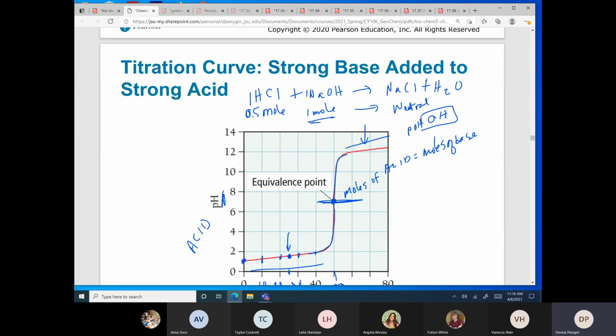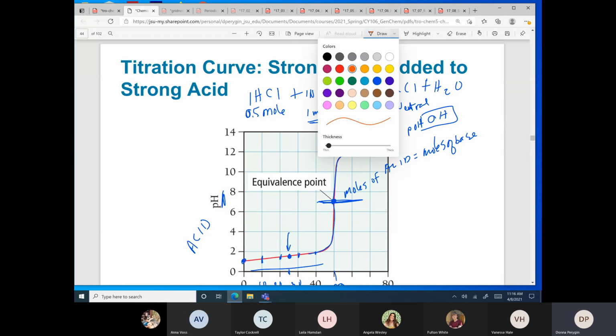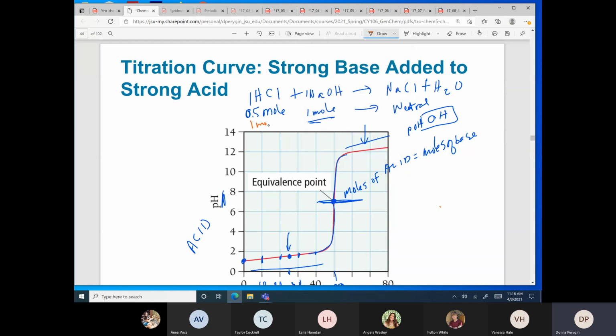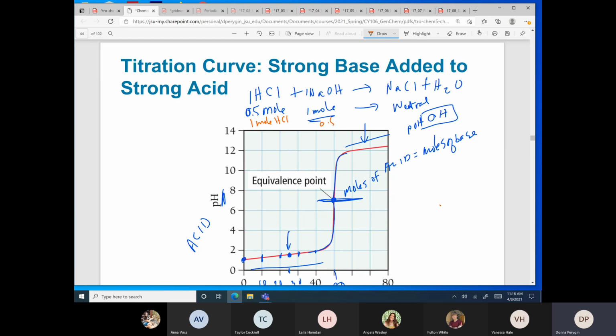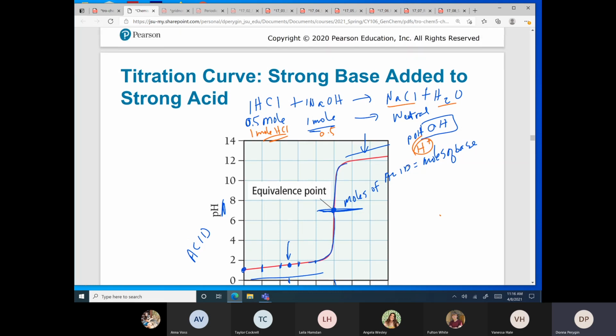But if we reacted 1 mole of HCl with, let's say, a half mole of sodium hydroxide, then we're going to form some salt and water, but we're also going to have more H plus hanging around. So to calculate the pH, we're going to use the H3O plus concentration, or the H plus concentration, and we're going to calculate the pH directly from there, taking the negative log of that.